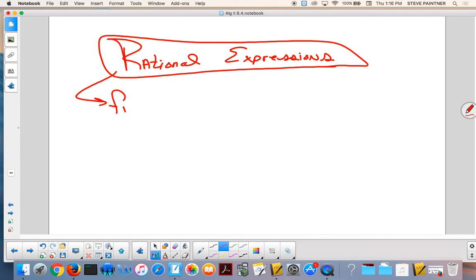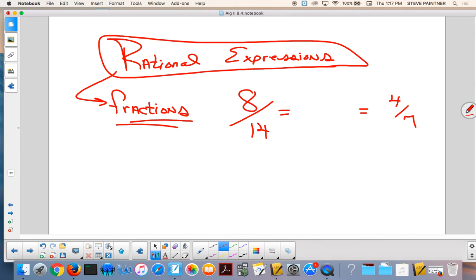They're basically fractions. So what's a rational expression? It's a fraction. Now, you have been dealing with fractions for so long, guys. What if I gave you something like this? What can you do to 8/14? Okay, you gave me the answer, but what did you just do? Reduce. Divide by 2. You reduce it. Okay, so you got 4/7. But here's the deal. I want you to know what happened.